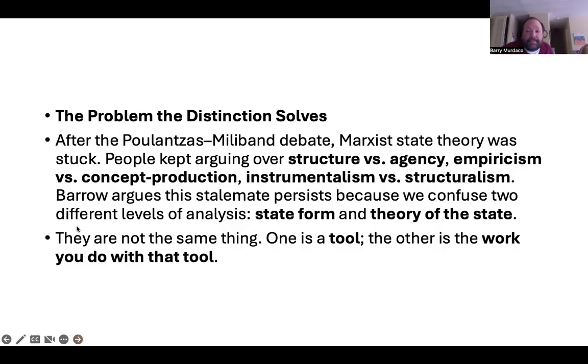However, this debate continues to go on, or at least it did for a long period of time. After the Poulantzas-Miliband debate, Marxist state theory was stuck. People kept arguing over structure versus agency, empiricism versus concept production, instrumentalism versus structuralism. Barrow argues this stalemate persists because we confuse two different levels of analysis: state form and theory of the state. They are not the same thing. One is a tool, the other is the work you do with that tool.